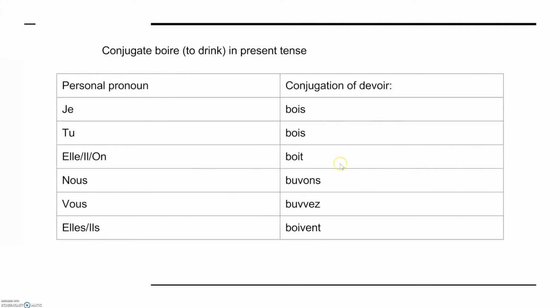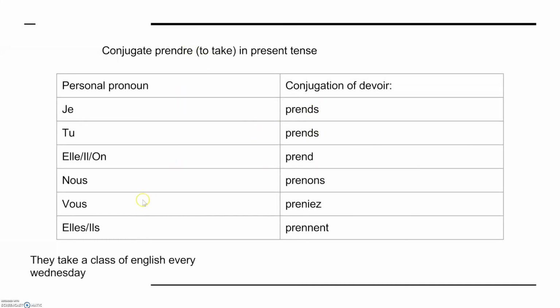So boire is to drink. Je bois, tu bois, elle boit. Get it? He drinks water every day. So you conjugate boire in the present tense in the il form, so it's il boit de l'eau tous les jours. Prendre, je prends, tu prends, elle prend. It basically means I take, you take, she takes. So they take a class of English every day. Ils prennent une classe d'anglais tous les mercredis. Make sure you don't pronounce the E and T.